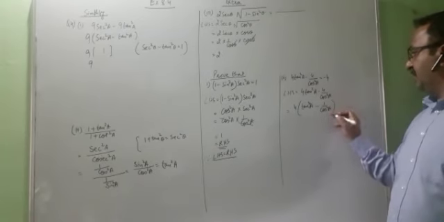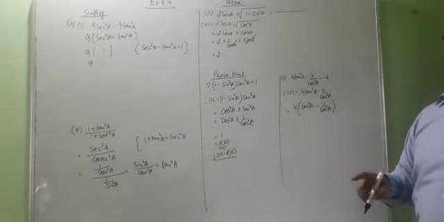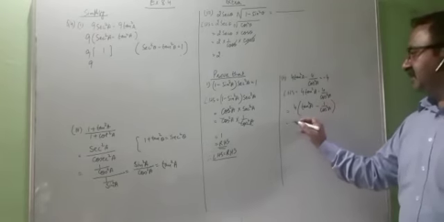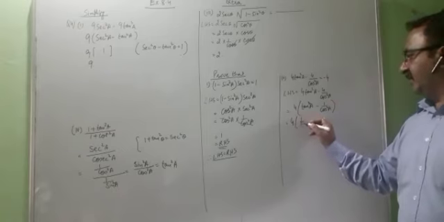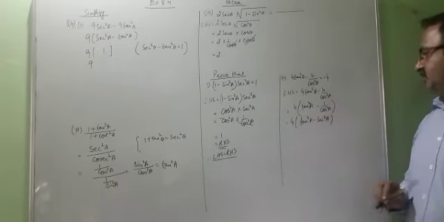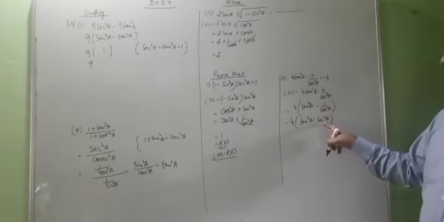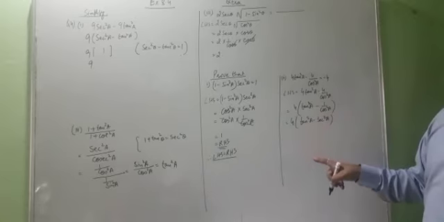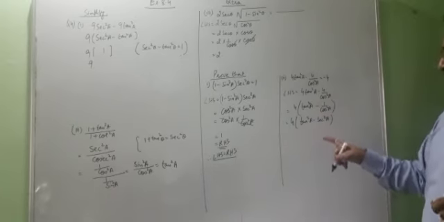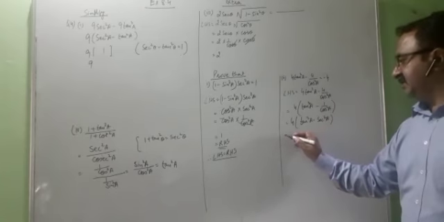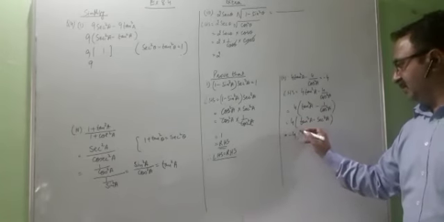Now I have studied the identity secant square minus tan square. So 1 upon cos square can be written as secant square. But I have studied secant square minus tan square, and here it is tan square minus secant square. So there is a problem of sign. So you can take negative sign common, so that will adjust the signs.